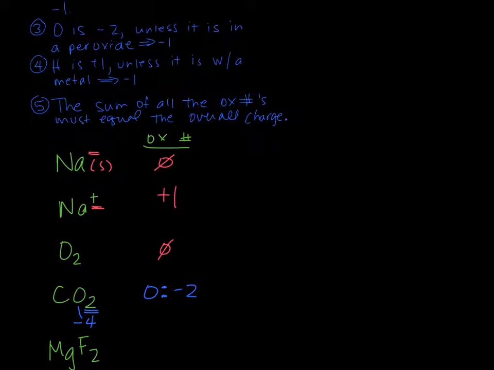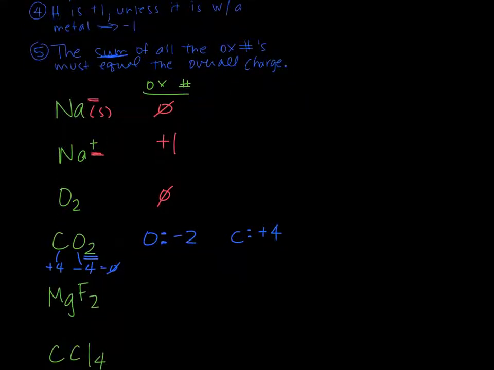Now the very last rule on these oxidation rules says the sum of all the oxidation numbers must equal the overall charge. So the overall charge on this compound, on carbon dioxide, is 0. It doesn't have a charge. So if this side is -4, that means that this carbon has to be +4 in order to add them together to find the sum, right, to equal 0. So that means that carbon is +4.